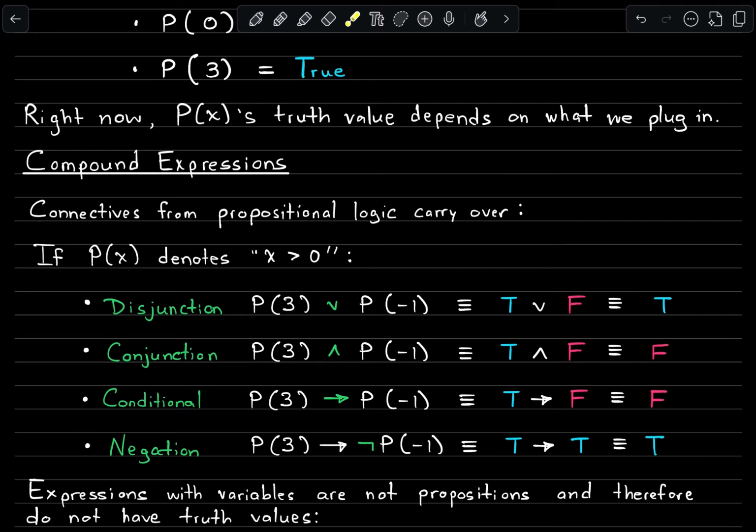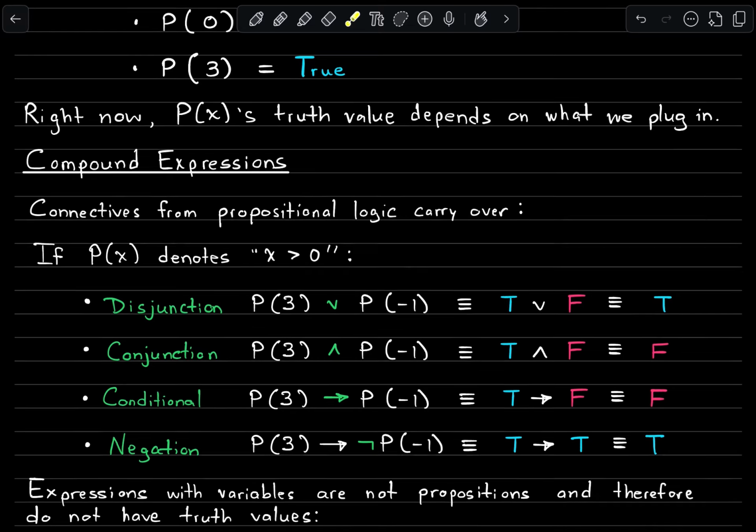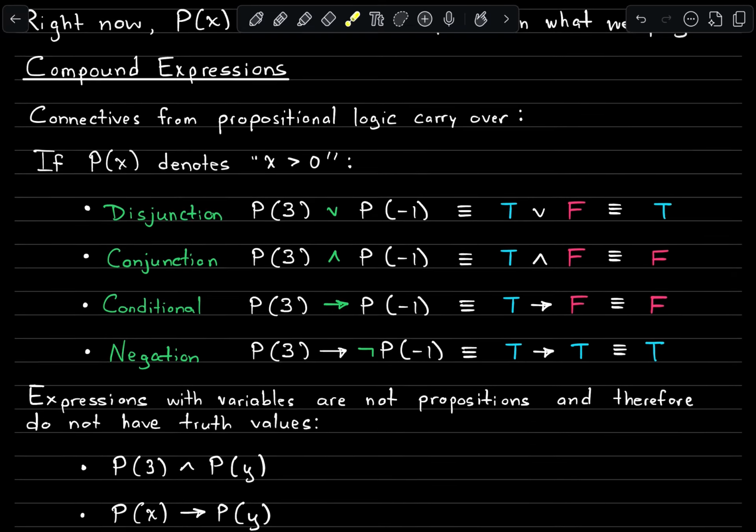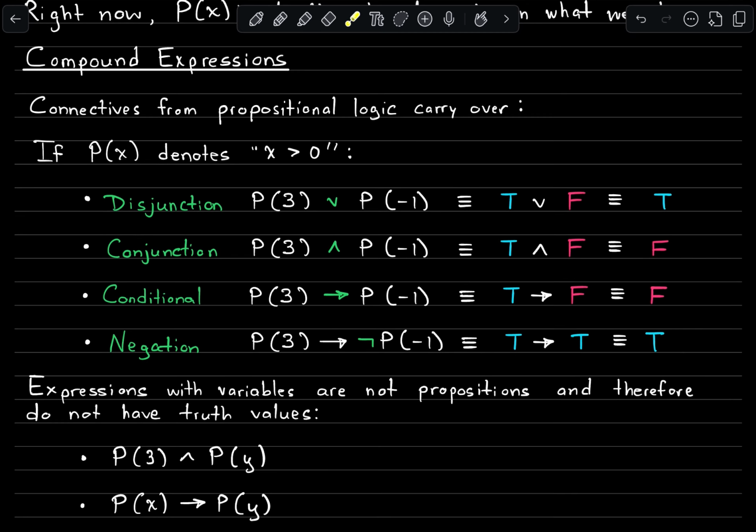Just to reiterate the point, expressions of variables are not propositions, and therefore do not have truth values. We can look at 2 examples here. Suppose I have P of 3 and P of y. Well, we don't know what y is, so we cannot evaluate its truth value, and therefore this entire conjunction has an indeterminate truth value. The second example: if P of x, then P of y. Again, we don't know what x and y are. We have no idea what their truth values are.